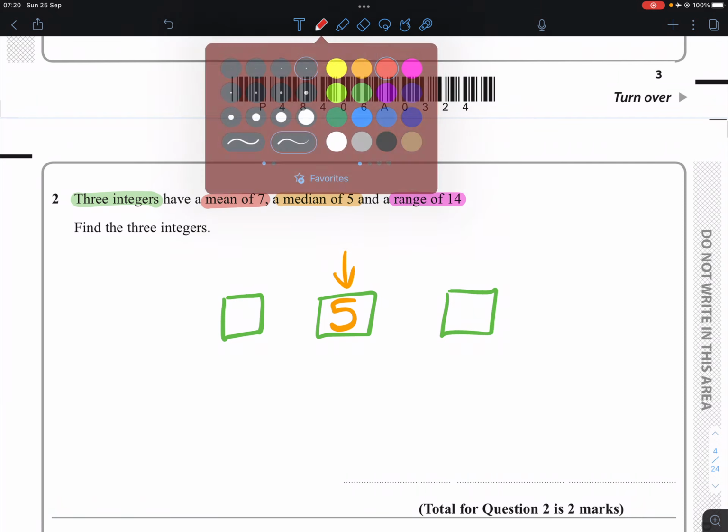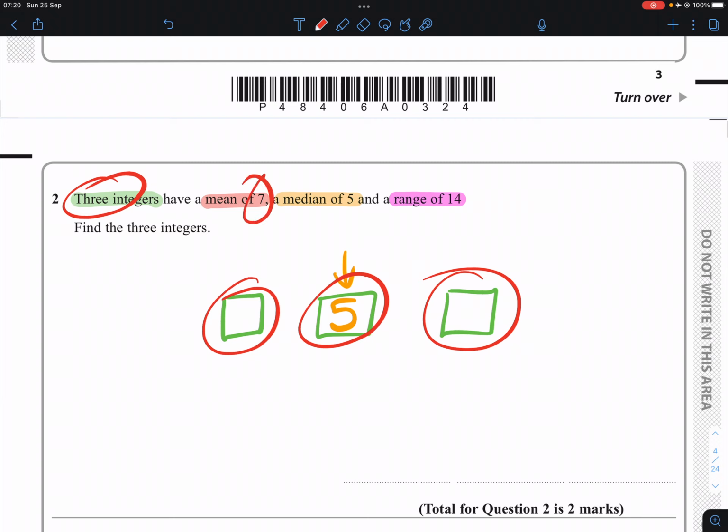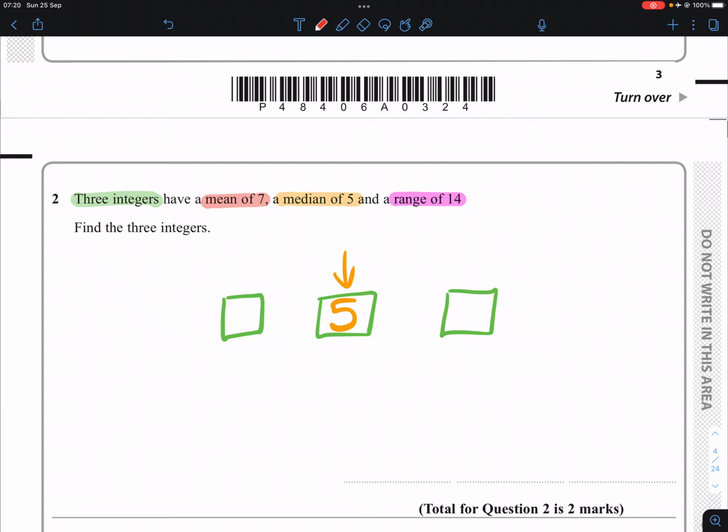In this case, the mean of 7 will involve these three numbers added together and then divided by 3, and that will be where this 7 comes from. Now, we might not know what these two numbers are in terms of putting them into this mean formula, but we do know that they differ by 14.